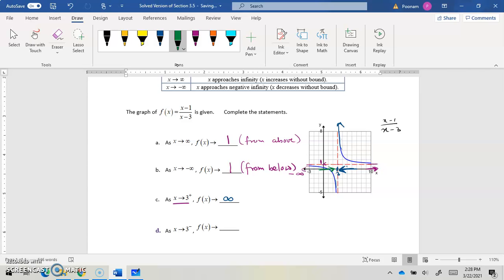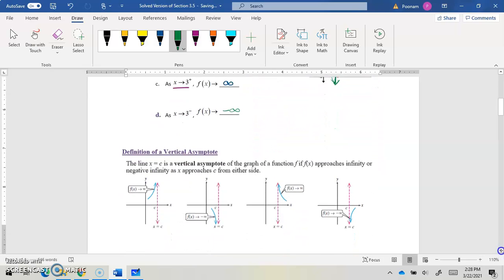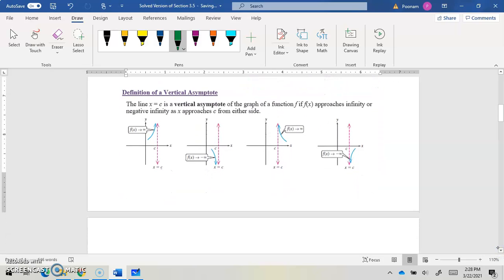The curve starts going down without any bound. That means it is approaching negative infinity. So that is the notation. Okay. Now let's understand what an asymptote is.